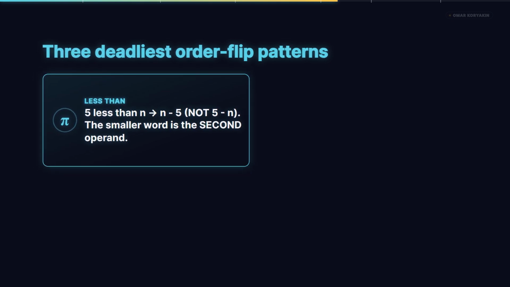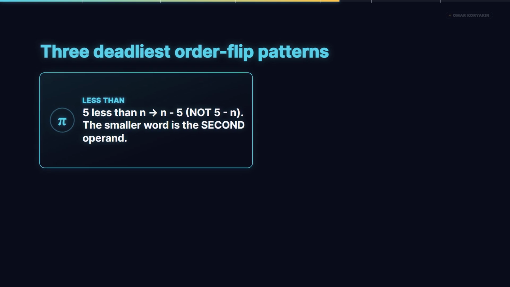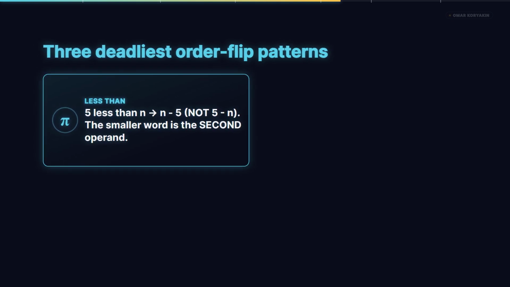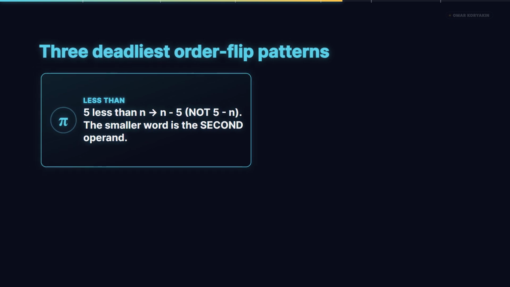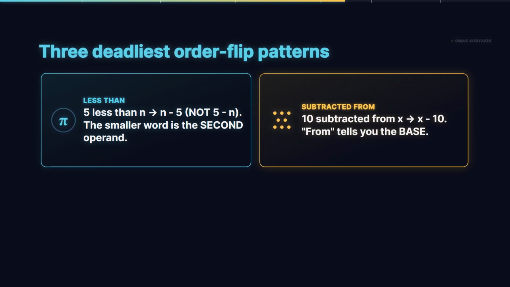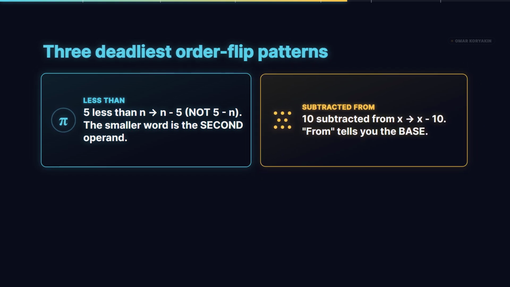Memorize the reversal as a permanent association, so the moment you see "less than," you write the larger quantity first and the smaller one second. The same reversal applies to "fewer than," "reduced by," and "decreased by" in similar contexts. "Subtracted from." 10 subtracted from x is x minus 10, not 10 minus x.